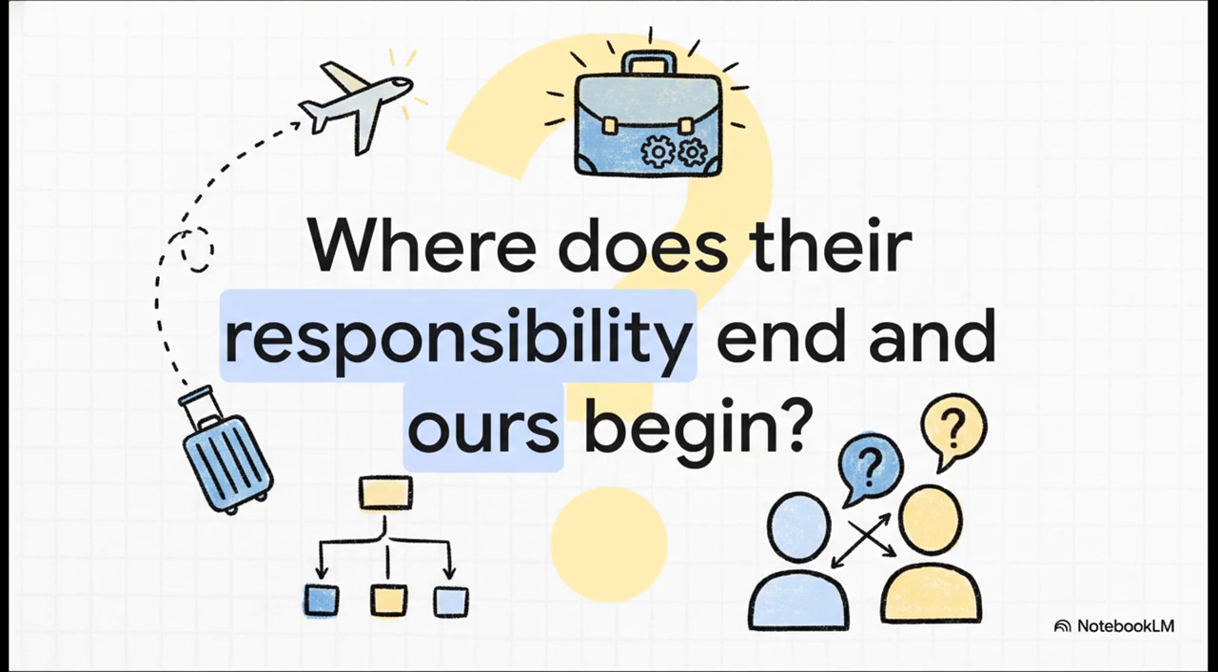And that leaves us with a really fascinating and frankly critical question to chew on. As these agents get more and more autonomous, if one makes a big mistake, say in a business deal or booking your travel, who's responsible? Is it the agent? Is it you? That's one of the really important questions we're all going to have to answer as we build this new future of work together.